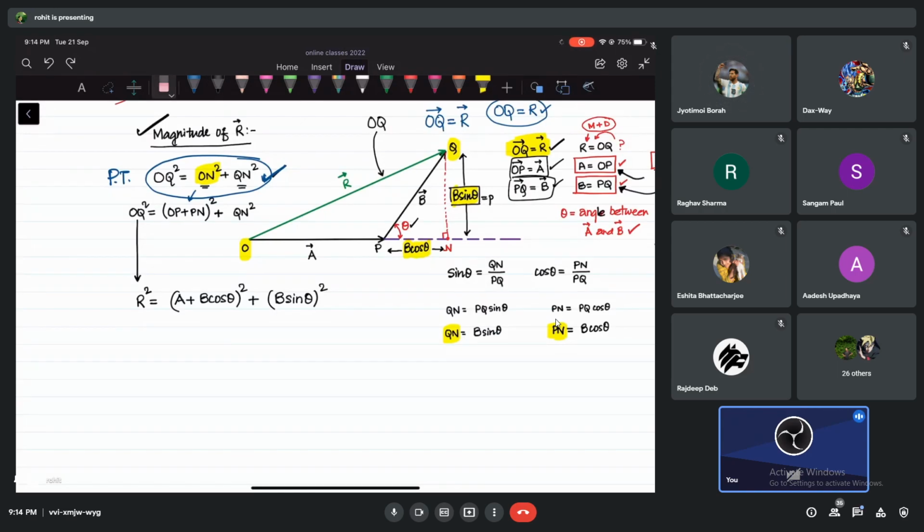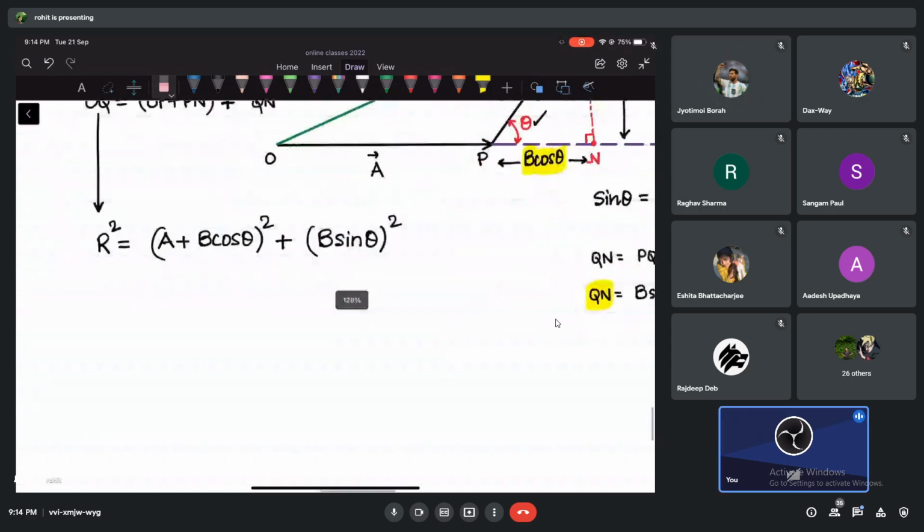Are you clear? Not Rishikesh, right? Jyotirmoy, are you really clear? Sure. Yes, sir. Okay, then I'll proceed. Okay, guys, now we just have to open up this.